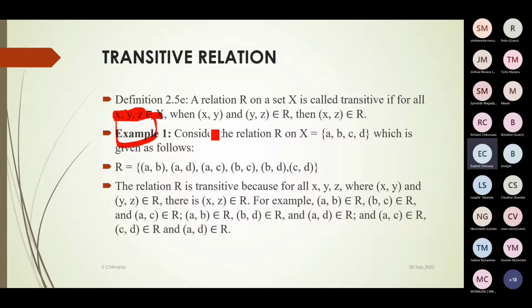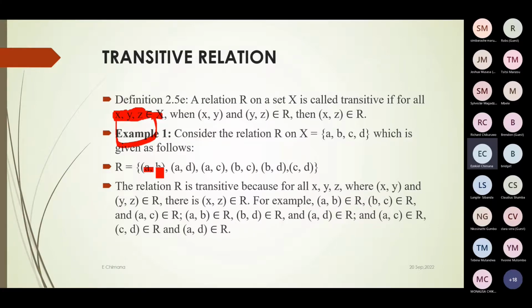So for an example here, we've got a relation on set X, which has A, B, C, D, given as follows: AB, AD, AC, BC, BD, and CD. We need to assert if it is a transitive relation. So here we've got AB. Whenever we encounter a B-something, A must also be related to that element. So if we've got AB, we have a B-something. Yes, we've got BC, which means A must also be related to C.